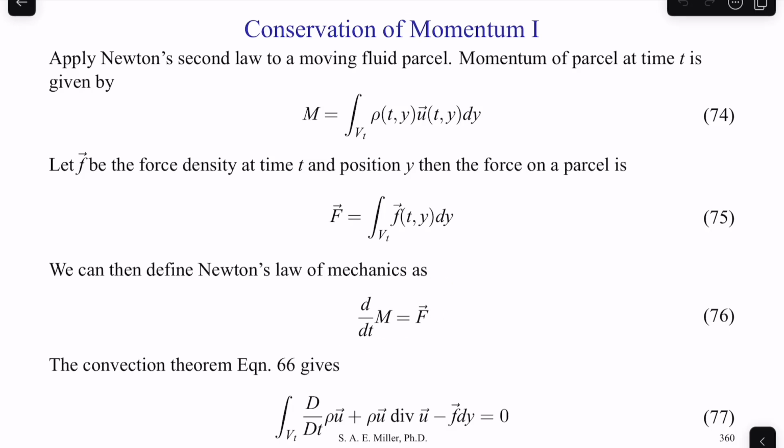Now we take this and apply it to the convection theorem, and we can write that the integral over the fluid parcel of the material derivative of the momentum per unit volume plus the momentum per unit volume times the divergence of u, which is of course the definition of the convection theorem, is equal to the right-hand side sum of forces, which will be F dy, which we move to the left-hand side here.